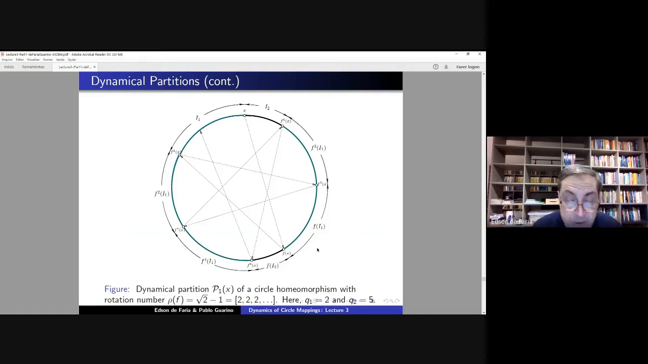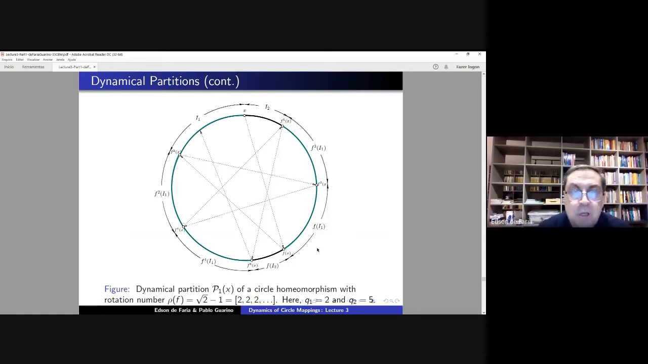So if I look at the partition P sub 1 of x, I'm looking at the intervals I sub 1 of x and I sub 2 of x, which are denoted in this picture just I sub 1 and I sub 2, and I have their images. So I sub 1 is going to be iterated q2 times, starting with 0, which is I sub 1 itself. So there should be 5 copies of it in this picture.